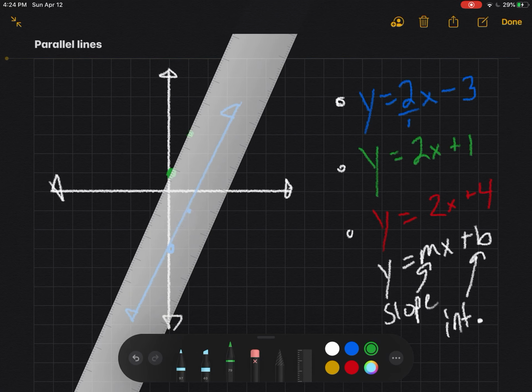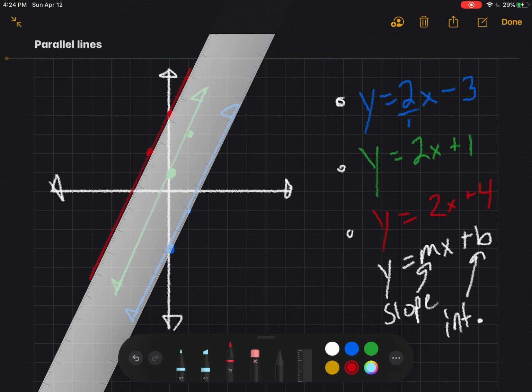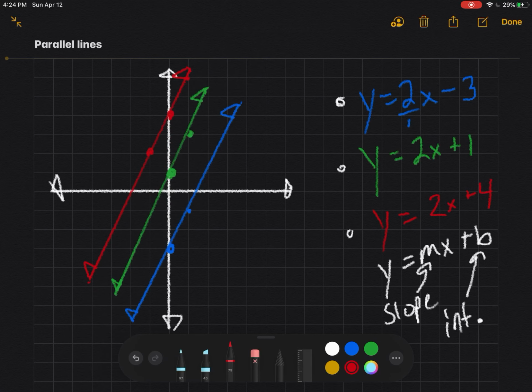I'm going to do the same thing for green. My green line, y is equal to 2x plus 1. So here's my intercept of plus 1. And if I go up 2 and over 1, there we go. I'm going to connect those 2 green points right there. And then I'm going to do the same thing in red. 2x plus 4. So we have to go up 1, 2, 3, 4. That's my intercept. And then here's a couple more points on my line using the slope. And connect those dots there.